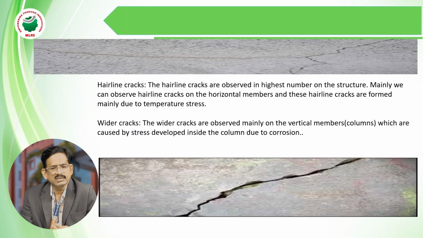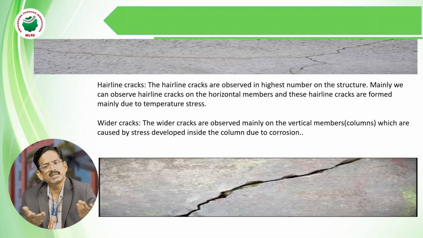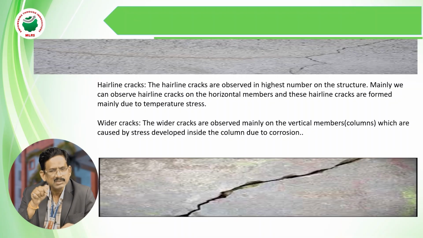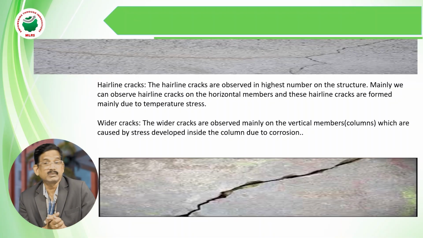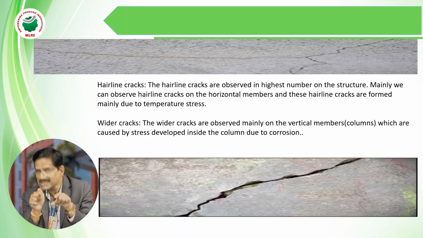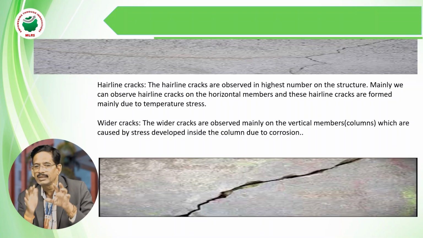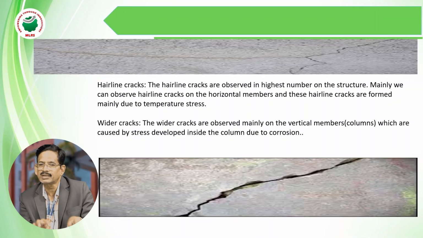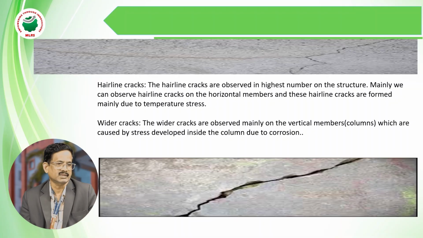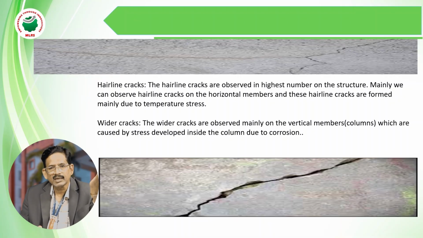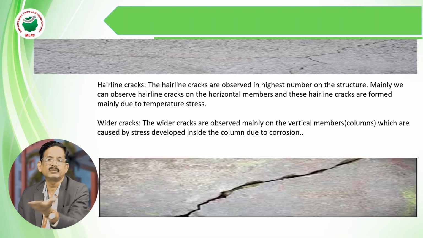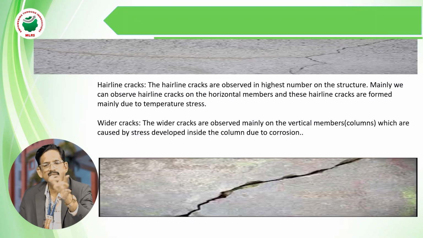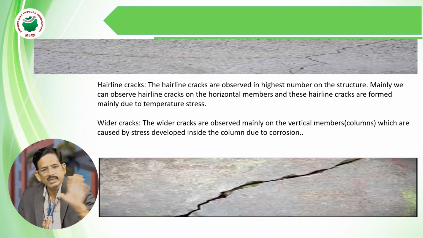Yesterday we discussed the corrosion of the steel reinforcement in the earlier class. Because of the corrosion of the steel reinforcement inside the column, stresses will be developed. Because of those stresses developed inside the column, we are getting the wider cracks. So that is the story about hairline cracks and wider cracks. The hairline cracks form on the horizontal members, mainly because of the thermal stresses or temperature stresses. Is it okay? Is it clear?